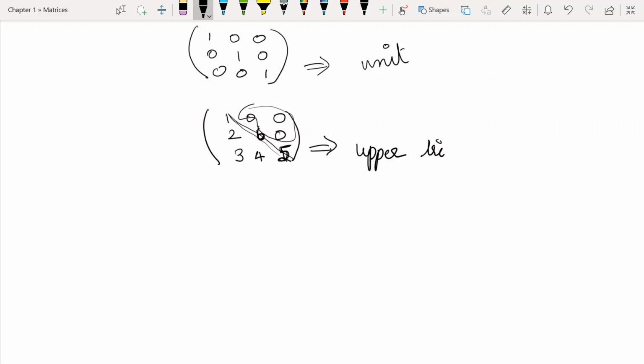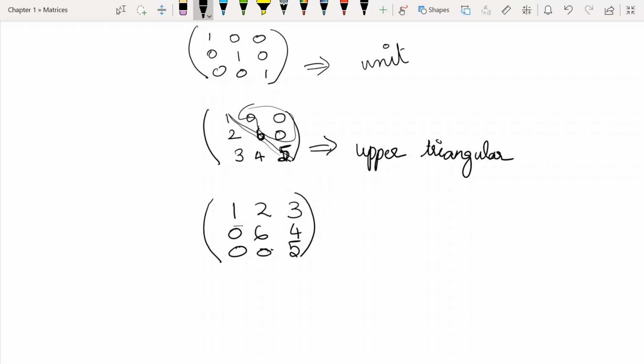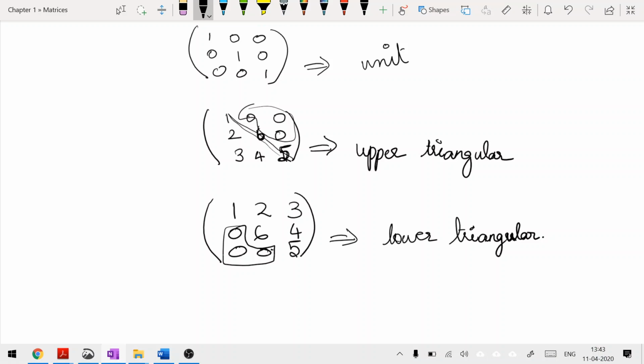So all of you know what a lower triangular is now. All the elements below the leading diagonal are 0. So for example, I write the same 1, 6, 5 here. Let me put a 0 here, 0 here, 0 here. Now here I will write 2, 3 and 4. So all the elements below the leading diagonal are 0. This is called a lower triangular matrix.